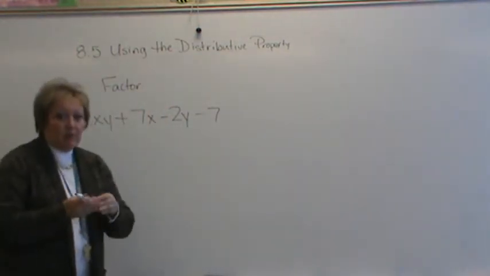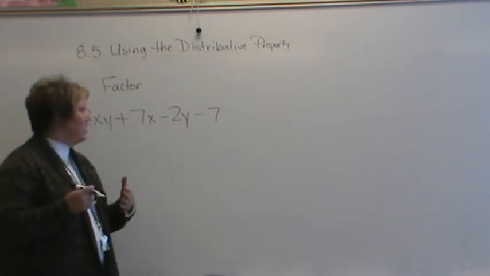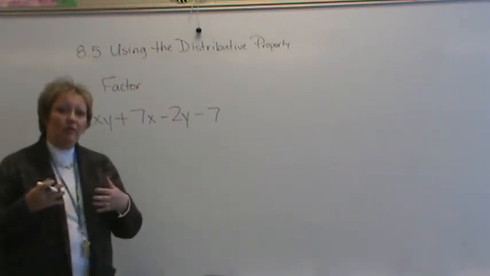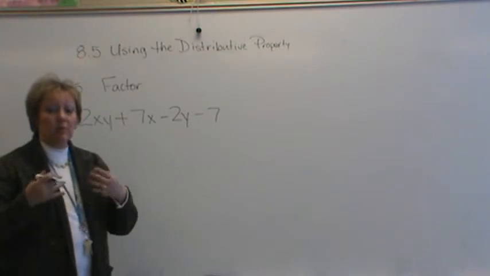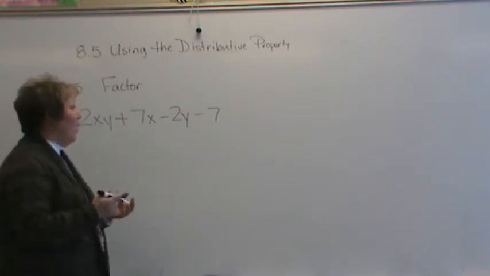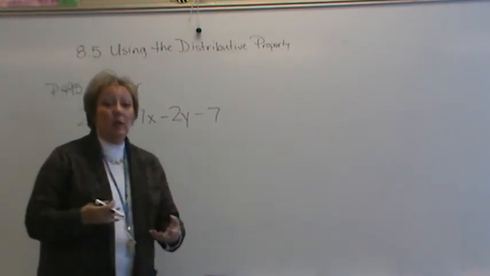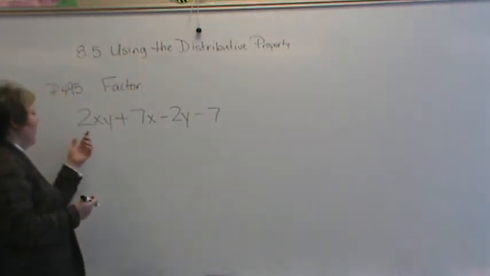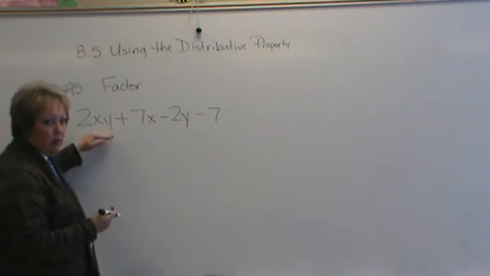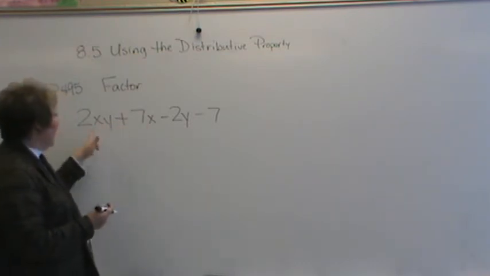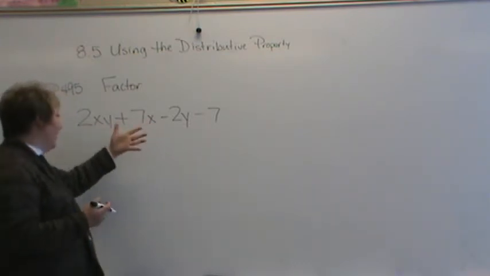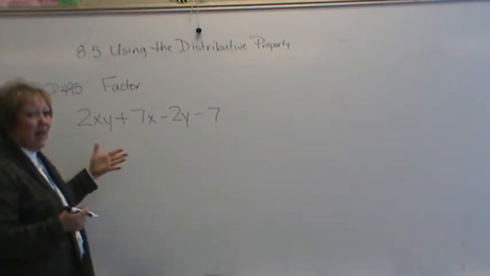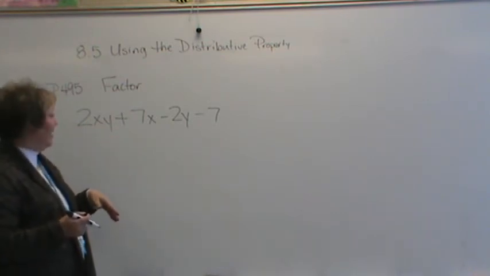For this problem, to factor by grouping, what I want to do is rearrange the terms by commutative property in a way where I can undistribute some more things. So let's look closely. Here, these first two terms, I could factor out an x. Now, that's okay, but I think I see something else that I might could do.